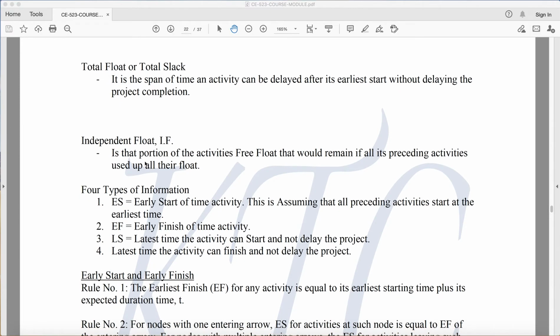Next one is the early or the independent float, which is IF. So, it is that portion of the activity's free float that would remain if all of the preceding activities used up all their float. Okay, so we will understand this better as we go along with our example.